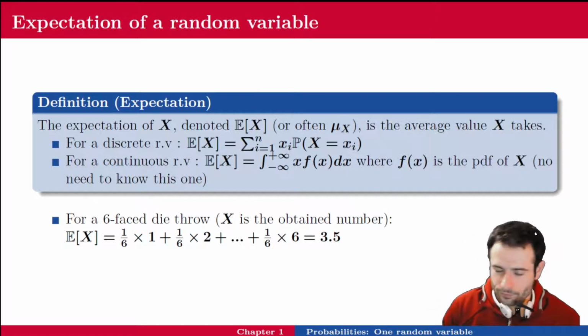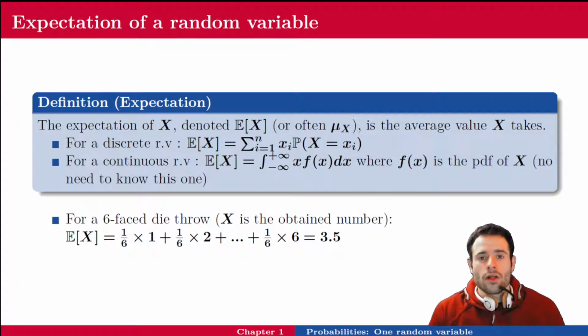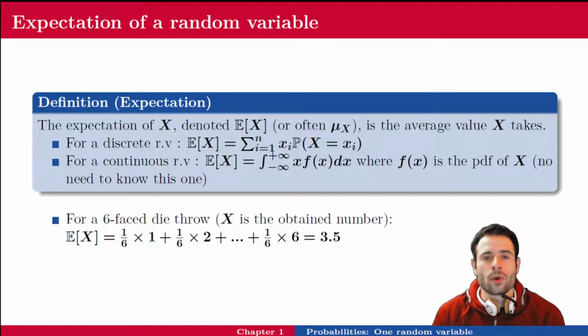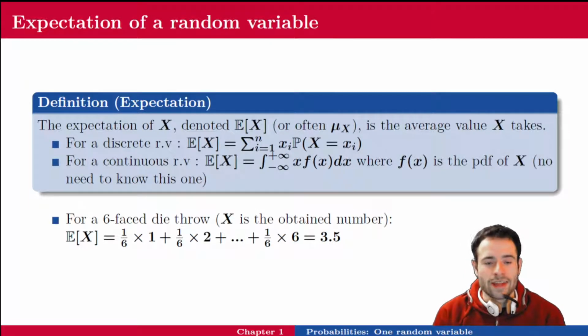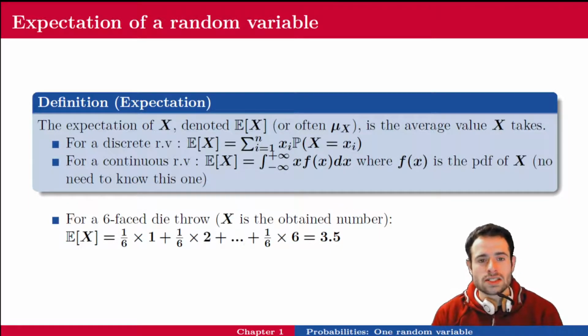Now, you know that it is impossible to find 3.5 in one die throw. No die throw will ever give you the number 3.5. It's either 3 or 4. There's nothing in the middle. So, the average or the expectation is not necessarily something we can obtain.